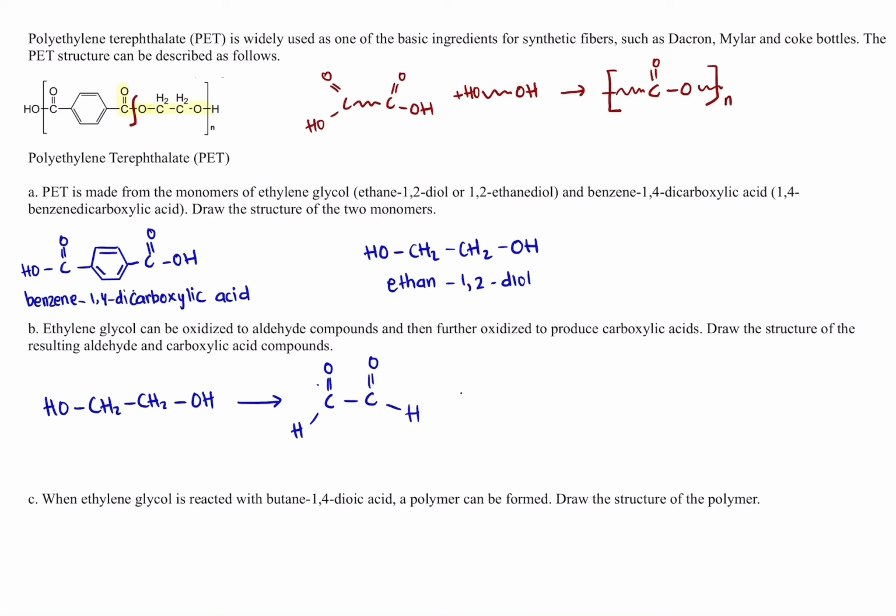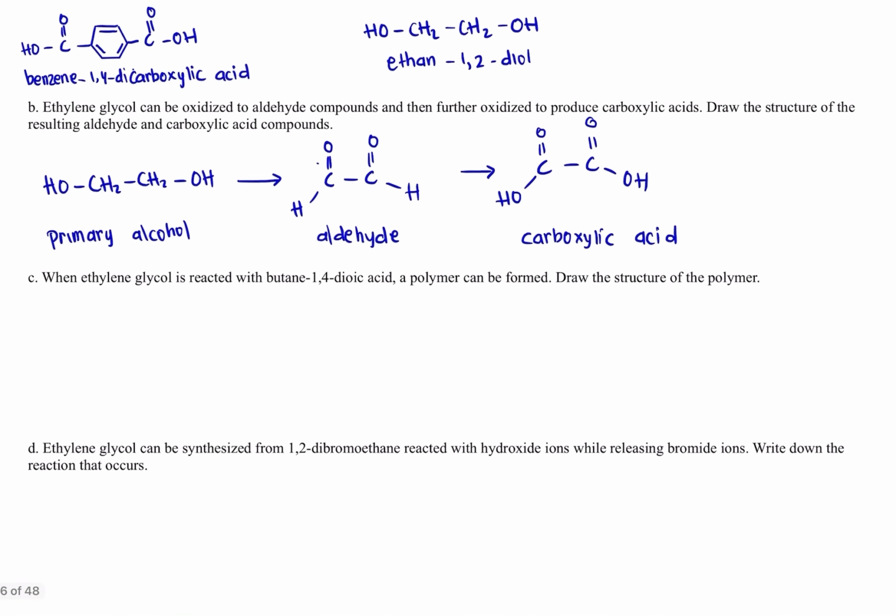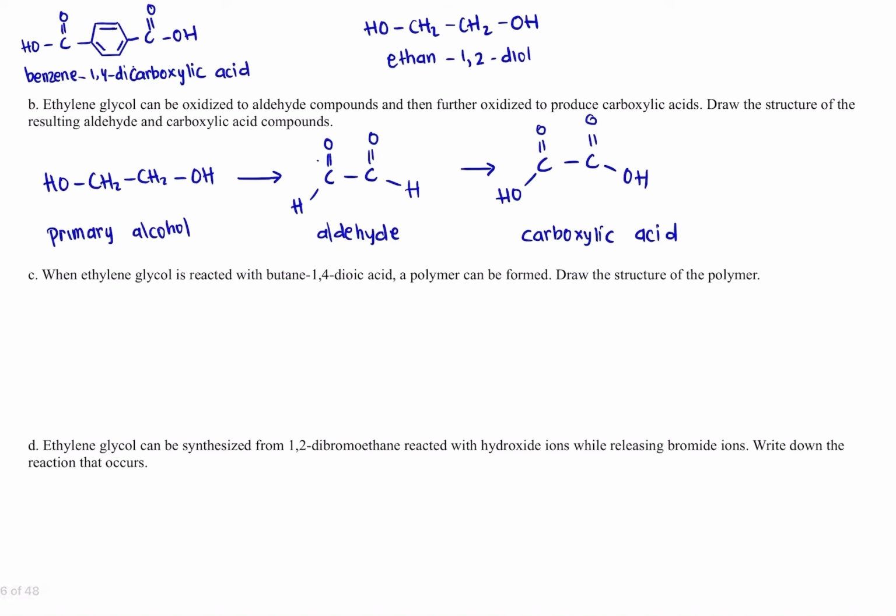Okay. And then the next oxidation should result in carboxylic acid. So in that case, we have this. Okay, so we have primary alcohol and then oxidized to result in aldehyde. And then the aldehyde is oxidized further to result in carboxylic acid. Okay, now the question C, when the ethylene glycol is reacted with butane-1,4-dioic acid, a polymer can be formed, and we draw the structure of the polymer.